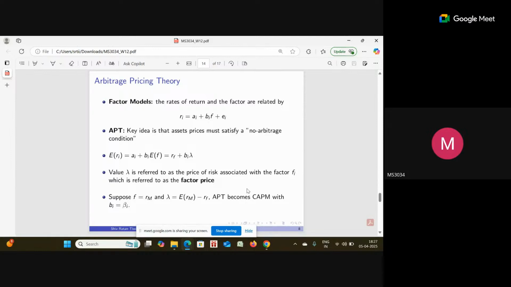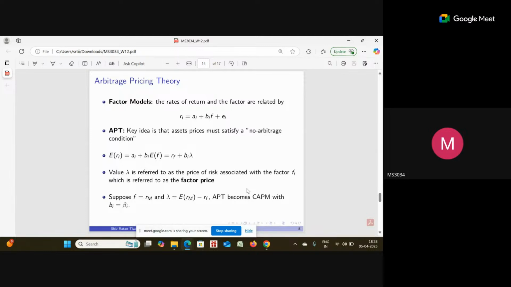Okay, and now coming to the arbitrage pricing theory, the key underlying idea behind the arbitrage pricing theory is that there should not be any arbitrage according to the given asset prices. So the asset prices should follow this no arbitrage condition. Asset prices always move in the direction where all arbitrage opportunities cease to exist. So this is the underlying concept behind the arbitrage pricing theory.